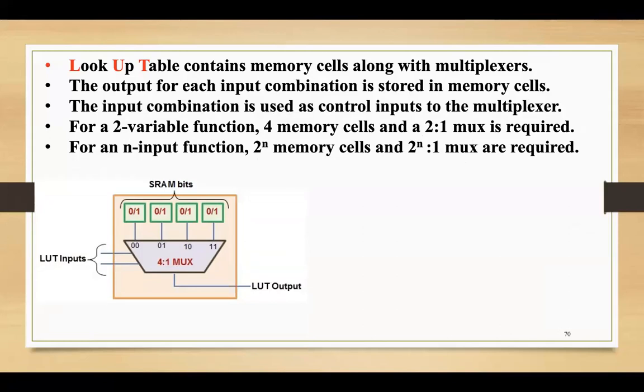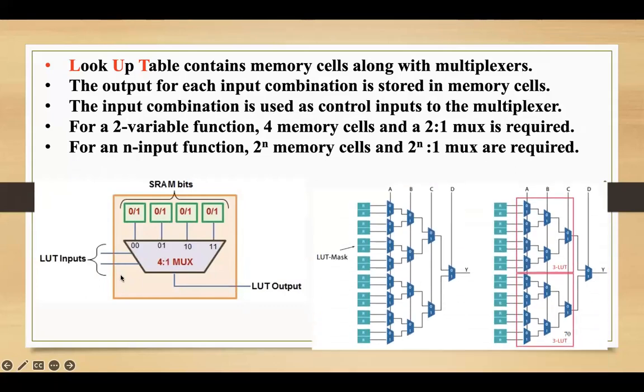This is how it looks. These are your inputs. These are your SRAM bits. These SRAM bits can be either 0 or 1, and accordingly they are taken as 0, 1, 2, and 3. And this is your final output. The inputs act like your select lines. Here you can have the combinations 0, 1, 2, 3, which means 00, 01, 10, 11. So this can be the combination.